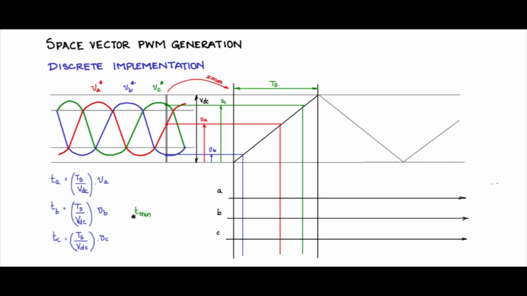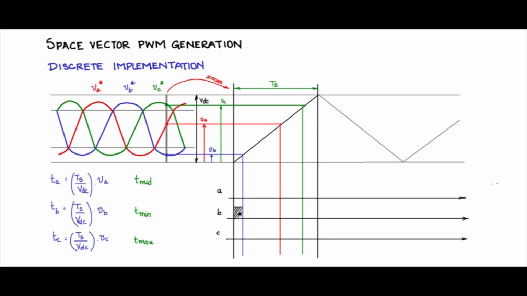So T min, let me say that TB is T min because that is the instant we are looking at, where VB is at a minimum, VC is at the maximum, and TA is a mid value, T mid. So let us now draw the PWM waveform.